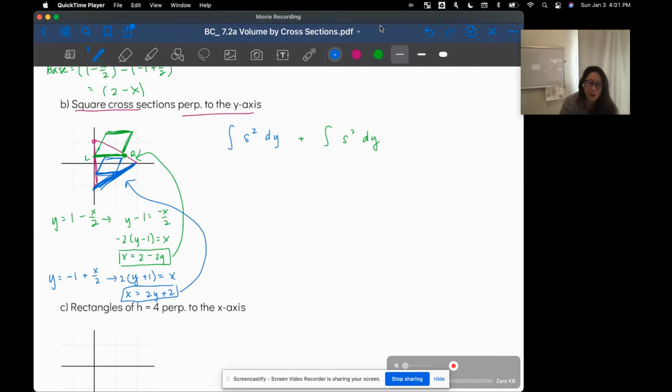So the blue line has a base of, let's write it up here. The blue line has a base of 2y plus 2. Okay, so the equation 2y plus 2 minus 0, since the base of the squares always stops at x is equal to 0. So the base would just be 2y plus 2.